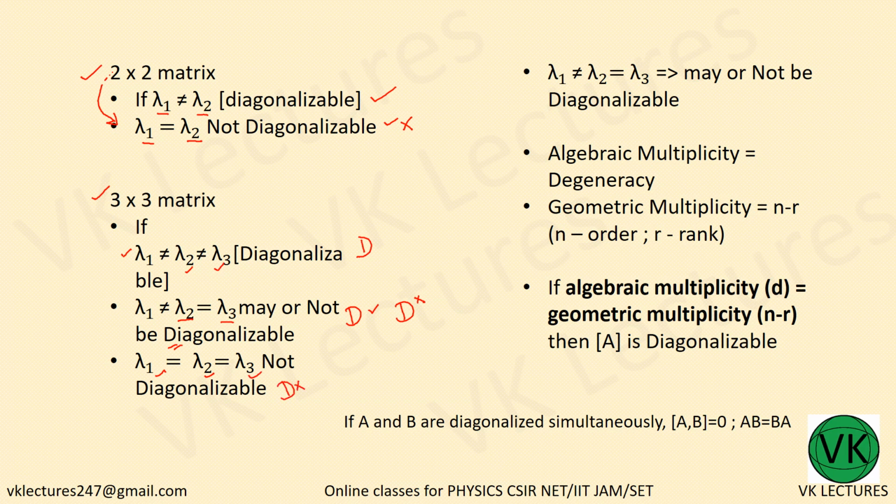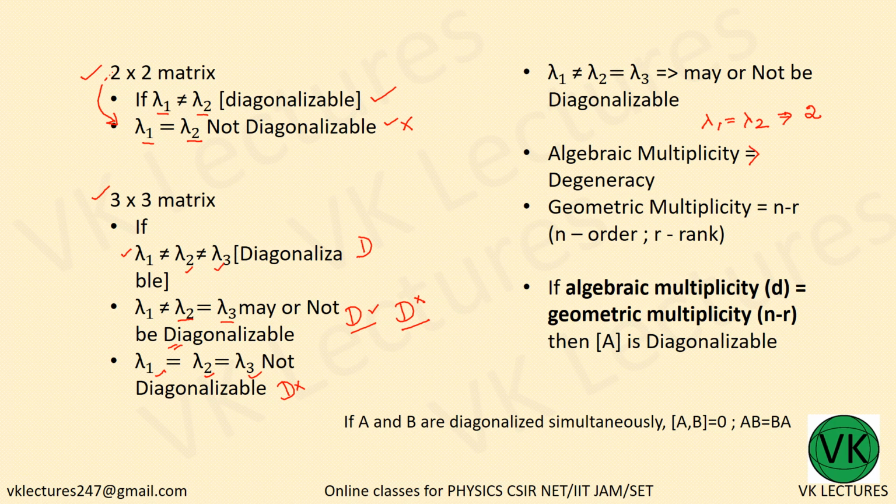Now there is a question: how can you understand whether it is diagonalizable or not? For that, we need to find the algebraic multiplicity, or the degeneracy. If lambda 1 equal to lambda 2, the degeneracy is 2. That means, for the eigenvalue with maximum degeneracy, how many values have the same eigenvalue? That is called the degeneracy.